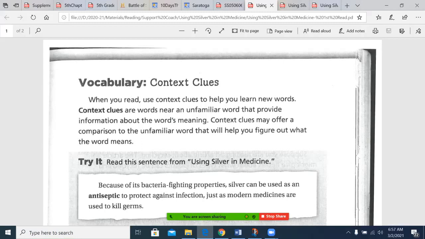We'll begin this lesson with a conversation on context clues. When you read, use context clues to help you learn new words. Context clues are words near an unfamiliar word that provide information about the word's meaning. Context clues may offer a comparison to the unfamiliar word that will help you figure out what the word means.